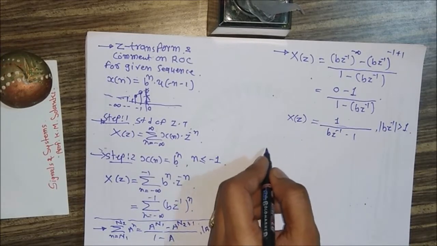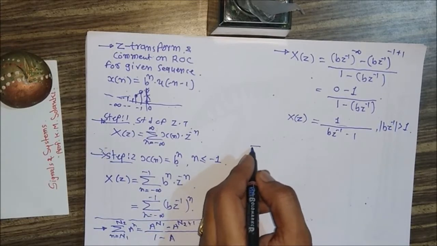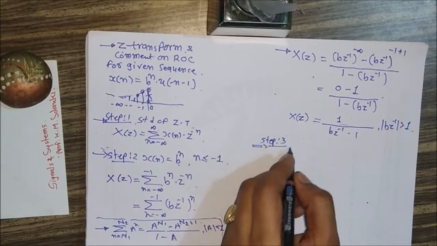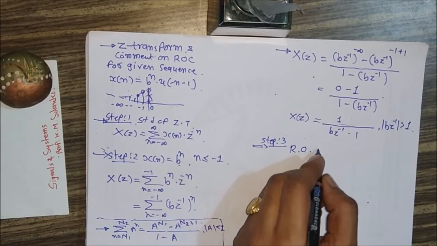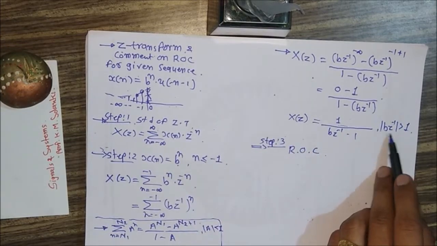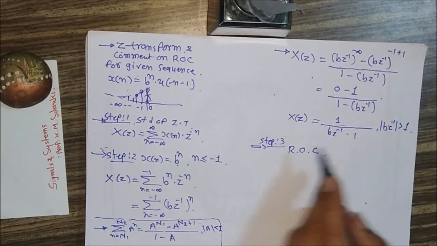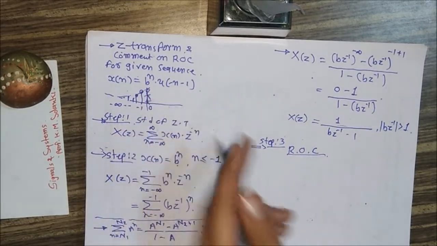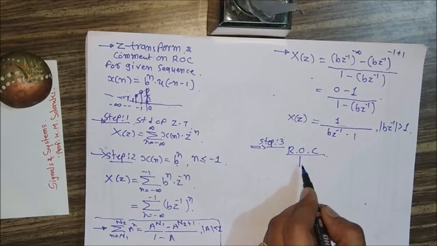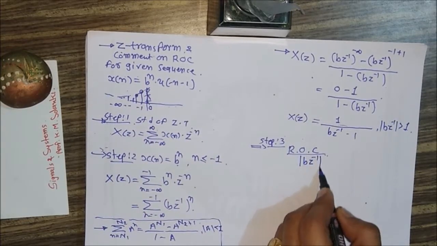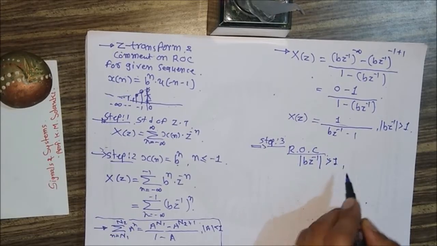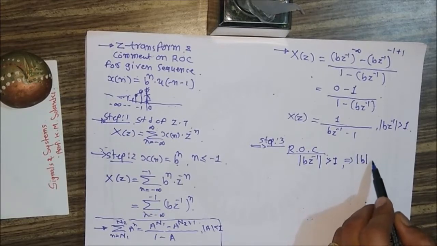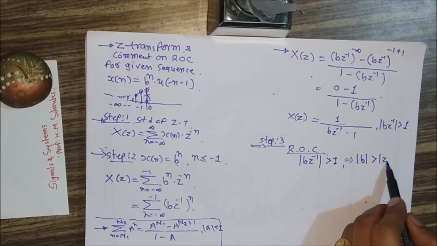So let us consider the comment on ROC, the step number 3. How to comment on ROC? Now the condition given is mod bz inverse greater than 1, so it is different from the previous example, that is a raised to n u of n. So for this mod bz inverse greater than 1, if we consider this limit, this will become mod b must be greater than mod z.